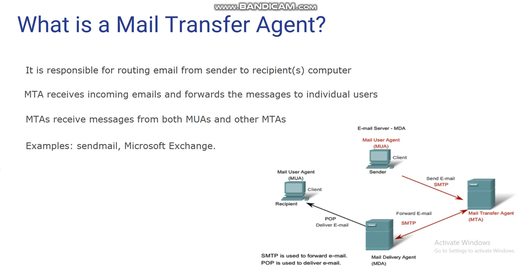A mail transfer agent is responsible for routing the email from the sender to the recipient or recipients. As the image shows, mail transfer agents can receive emails from other mail user agents or other mail transfer agents. But it is important to remember that the mail transfer agent doesn't deliver the email to the final recipient. Examples of mail transfer agents are Sendmail, Microsoft Exchange, and in our case we have used Postfix.